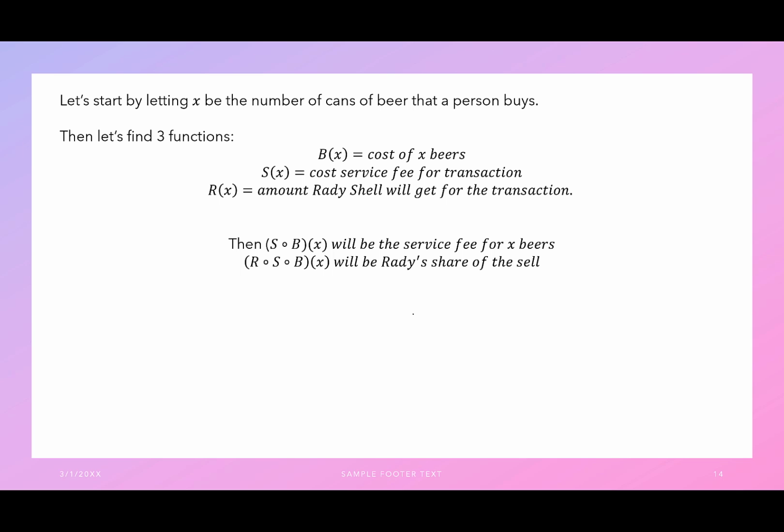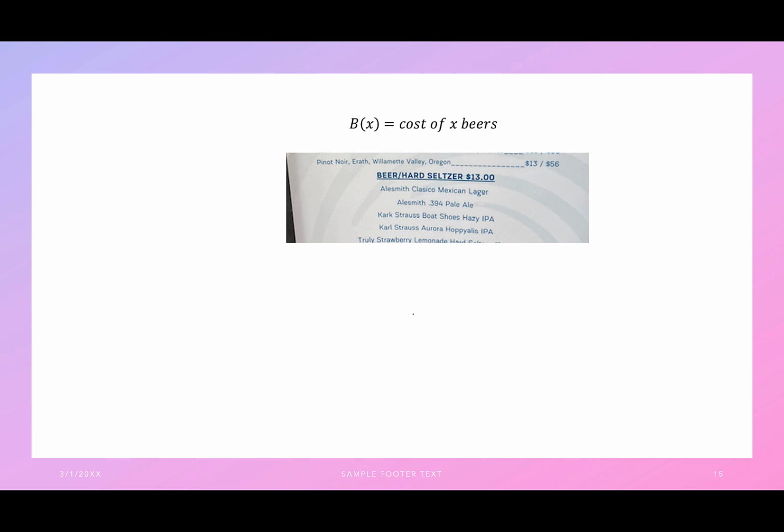So we need to start with a variable like x, and here x is going to be the number of cans of beers that a person buys. And we're going to break this into a couple functions. So B of x will be the cost of the beers. S of x will be the cost of the service fee transaction, and then R of x is going to be how much the Rathskeller is going to get for the transaction. So we'll see that S composite B will be the service fee for the beers. R composite S of B will be Ratty's share of the sale. We'll take that one thing at a time.